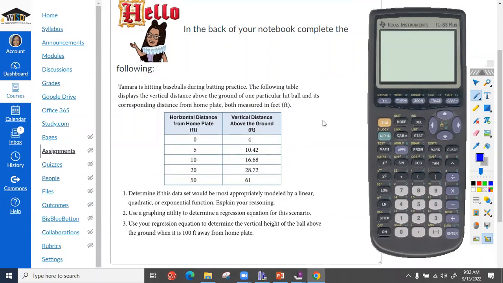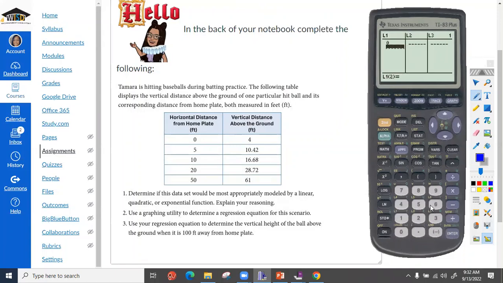Out correctly. So the first skill you should have worked on was plotting of the points. So you want to see how Tamara's baseballs are landing, how high they're going, how far they're going. So I'm going to reset my calculator. Second plus 7, 1, 2. And then I'm going to go to stat. I'm going to input Tamara's data.